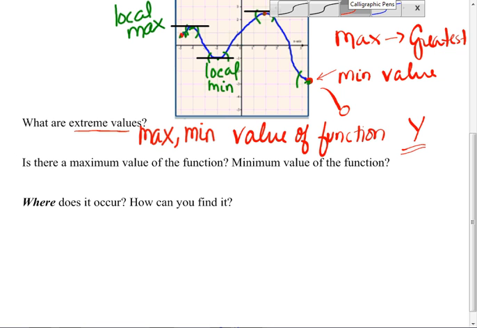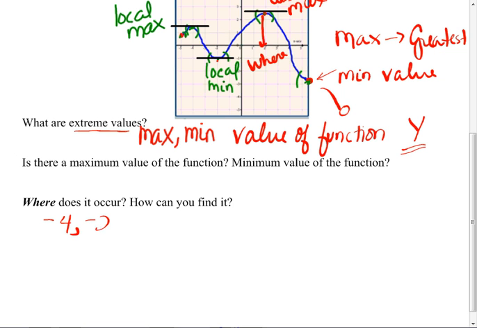And we did that. Where does this occur? And you can find out where they occur. That would be this. That's the where. Okay, so where did they occur? They occurred at 2. So we have -4. Make sure you answer the question. Where's the next one? What is that? -2. It looks like the other one's at 2.